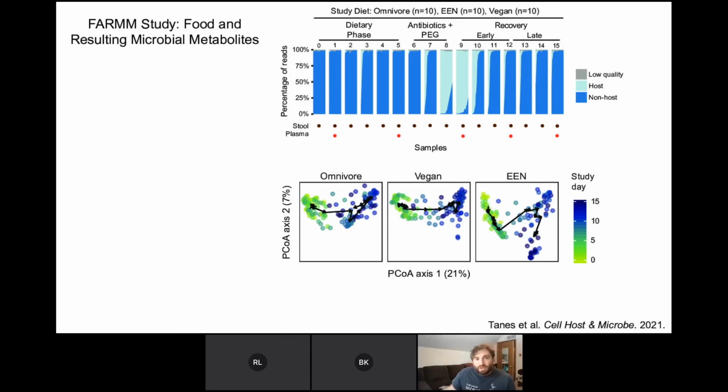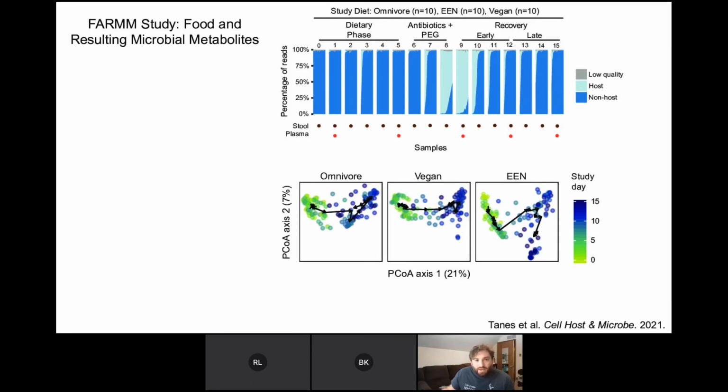We then observe the recovery of the microbiome and its metabolome, and we subdivided this into 2 stages, early and late. The microbiome composition and the changes are shown on the bottom portion of this slide on principal coordinate analysis, separated by the 3 dietary groups. And each dot here is an individual subject and an individual day. And the study days are shaded from green to purple.